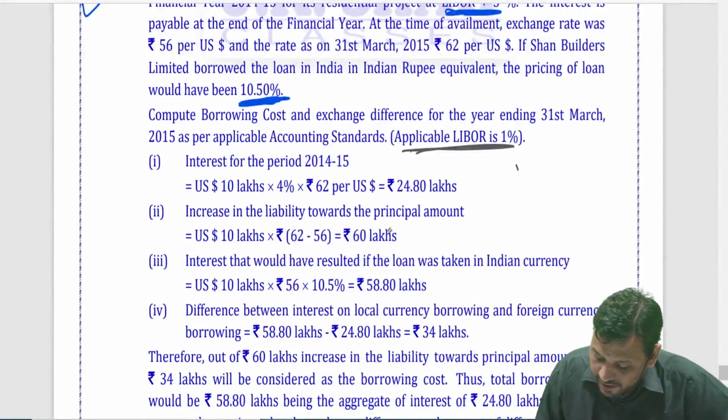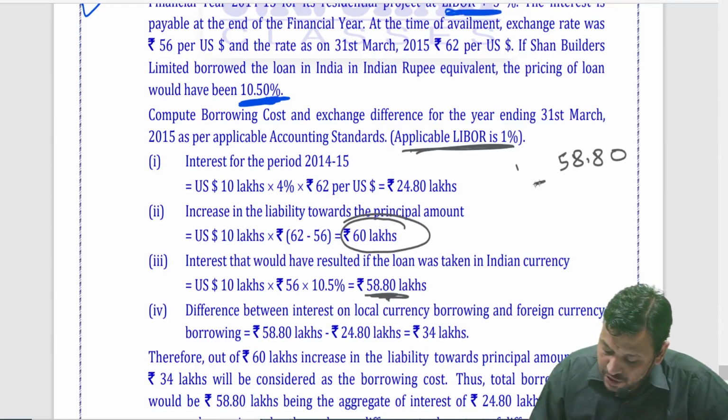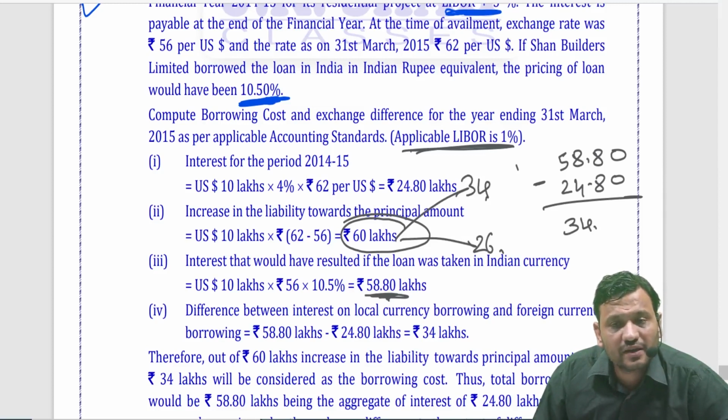So see, your increase in liability is 60 lakhs. Increase in liability, that is nothing but exchange fluctuation, is 60 lakhs. If you borrowed in India, then you would have paid 5880. So 5880 minus actual interest, that is 2480. My dear students, what you get is nothing but 34. So out of 60 lakhs, 34 lakhs is borrowing cost. The remaining amount, that is 26, will be considered as exchange rate fluctuations.